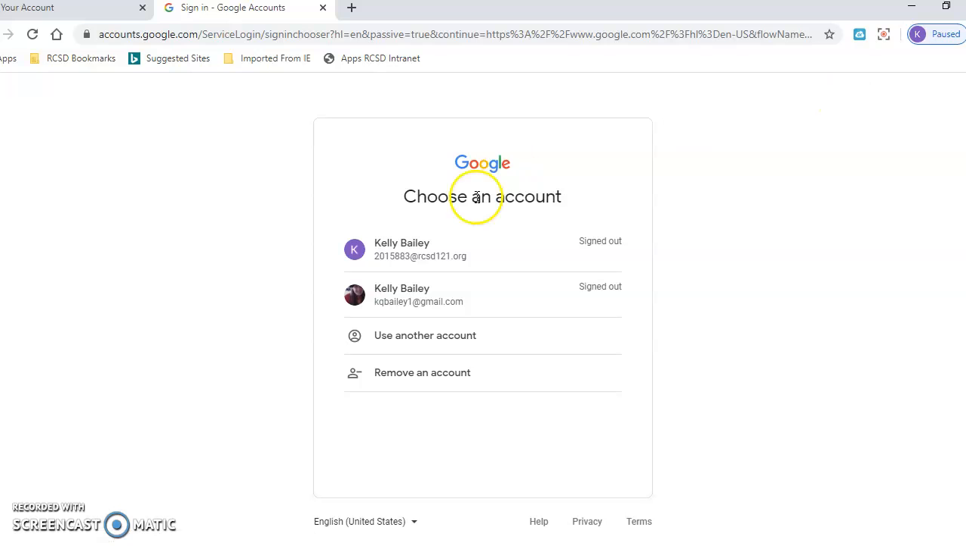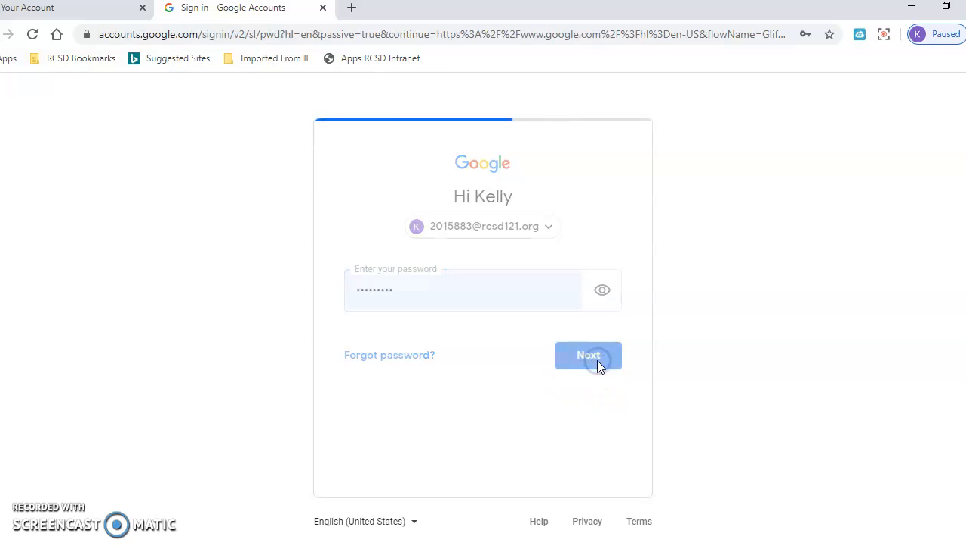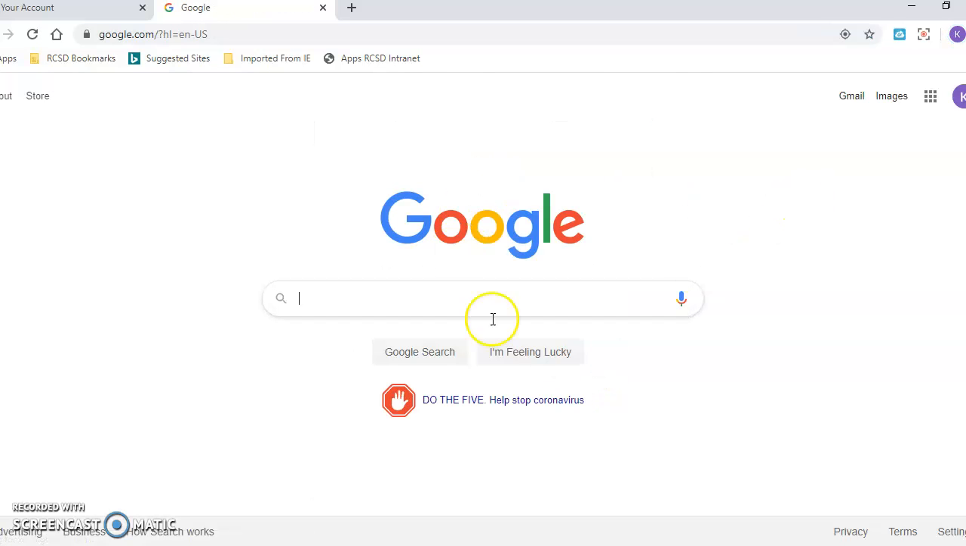I go to the Google homepage, go to sign in, and type in my school ID number at rcsd121.org. Type in your password. If you forgot it, please let me know. I'm happy to reset it. Okay, I'm signing in. Okay, I'm all signed in.